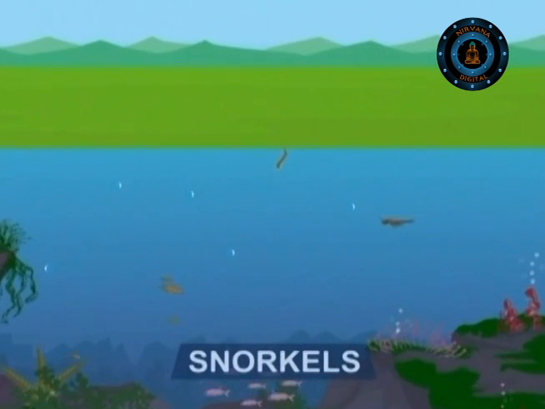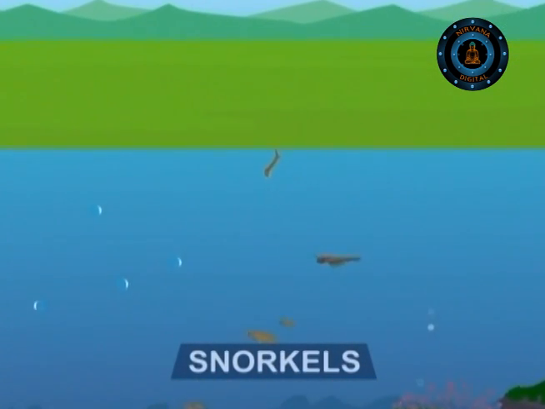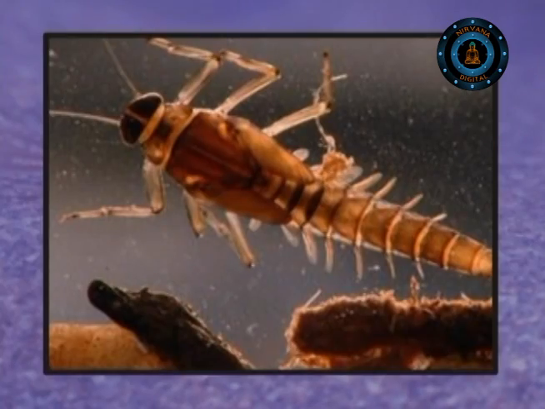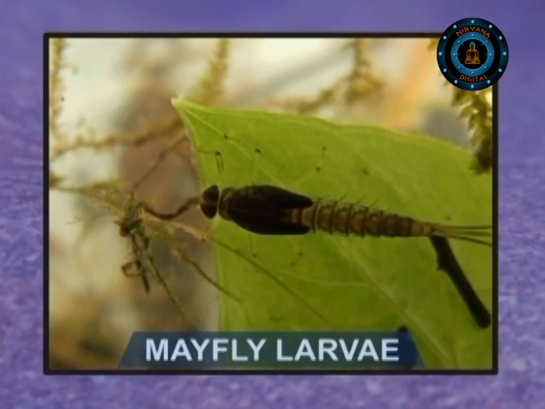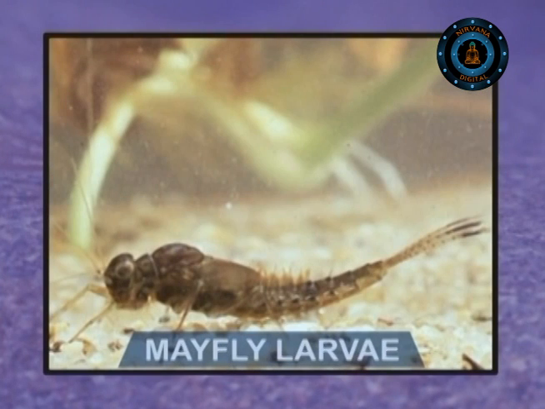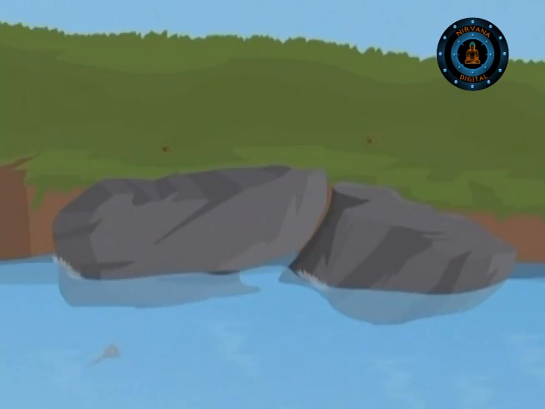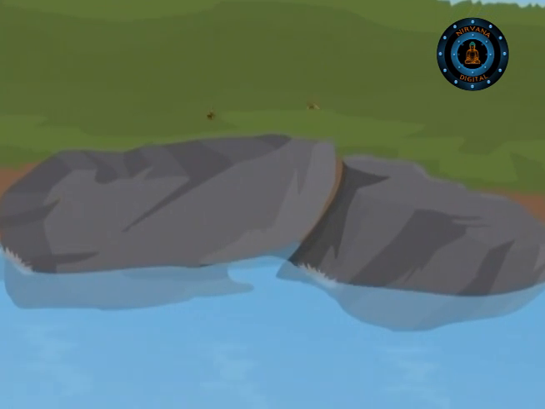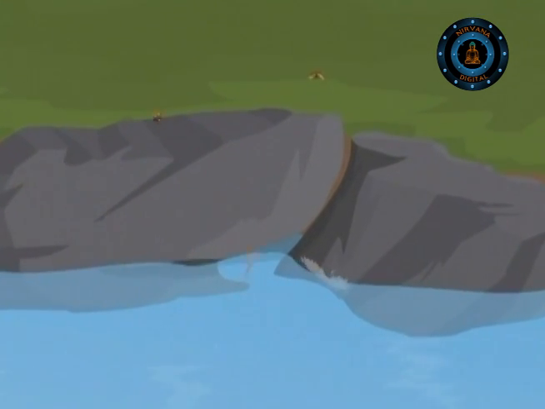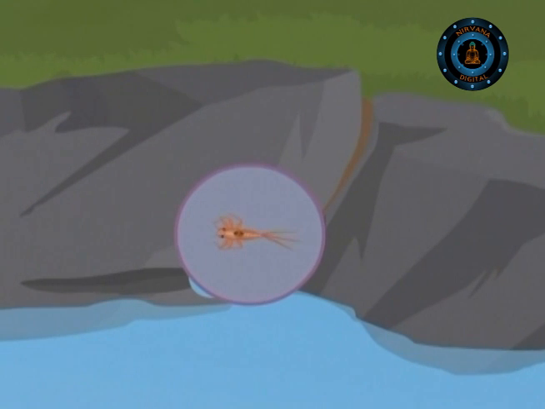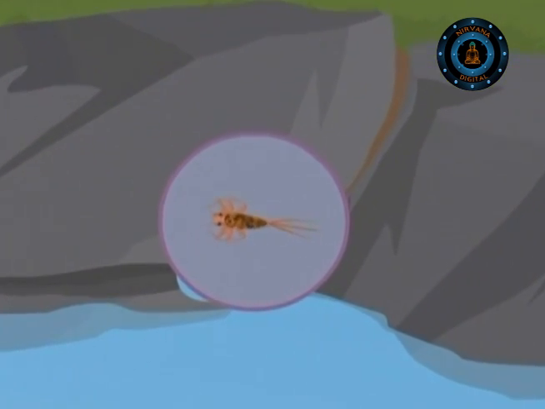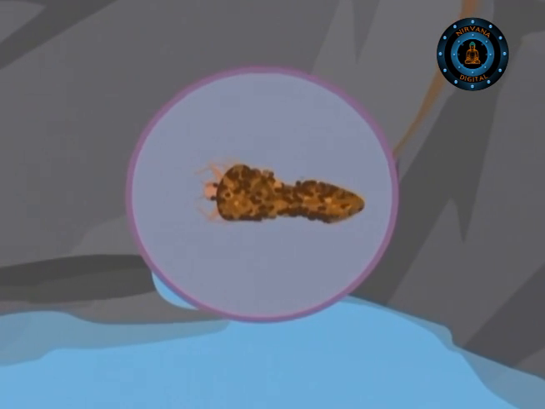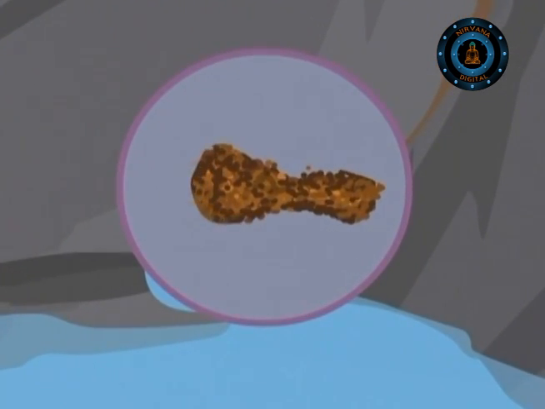Some have snorkels for breathing through the surface, others carry air bubbles around them. Mayfly larvae that live in rushing streams often have flat bodies. This flat body helps them wriggle under the rocks and avoid the strong water current. A few caddisfly larvae build themselves protective cases out of small stones or debris. Some even build underwater nets to catch prey.